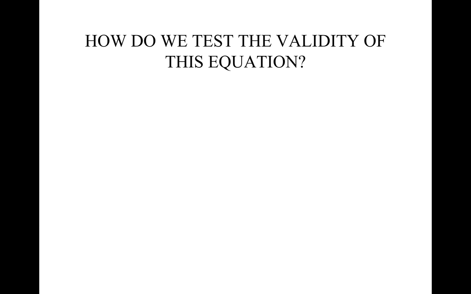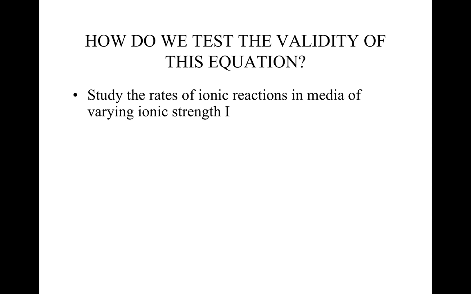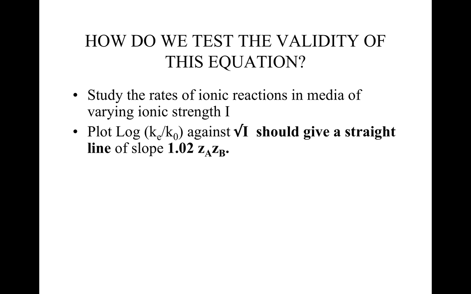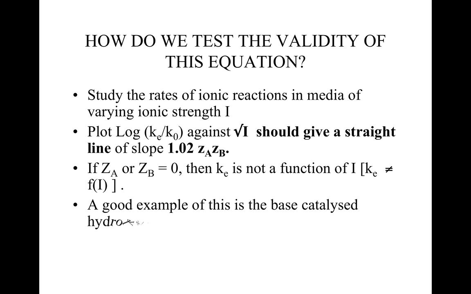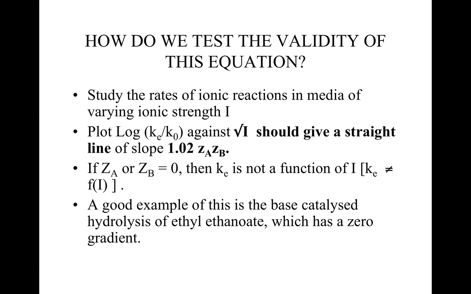Now, how do we test the validity of this equation? What we do is we study the rate of reactions in media of varying ionic strength I, and plot log Ke over K0 against the square root of I. This should give us a straight line of slope 1.02 ZA ZB. If ZA or ZB is zero, then Ke is not a function of I. A good example of this is the base catalyzed hydrolysis of ethyl ethanoate, which has a zero gradient.